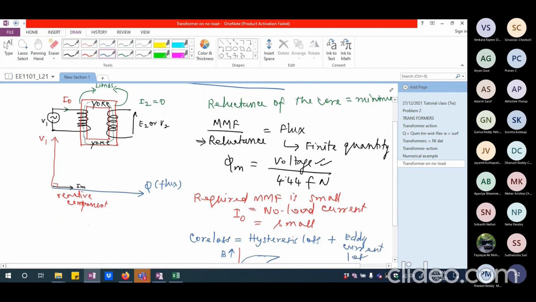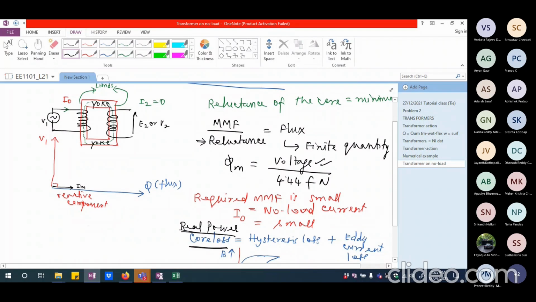So there will be two components of losses in the transformer, and these losses are real power losses. You are going to see this manifested in the form of heat energy that is dissipated through the core material. So when the transformer works, the core will get heated up. That is because of this core loss. Whenever you are talking about real power or heat dissipation taking place, that cannot happen unless there is some real component of current. So this core loss is represented as I square R loss.